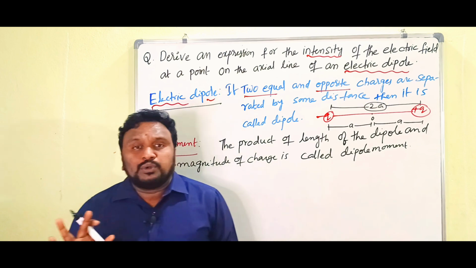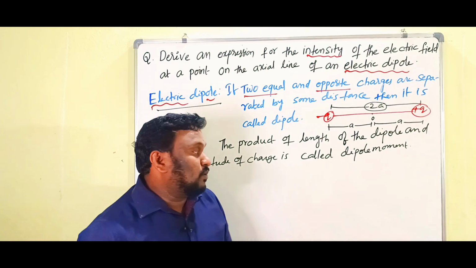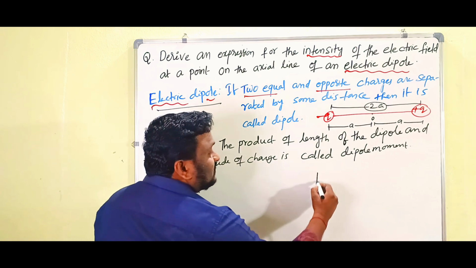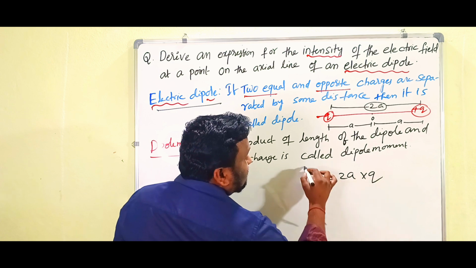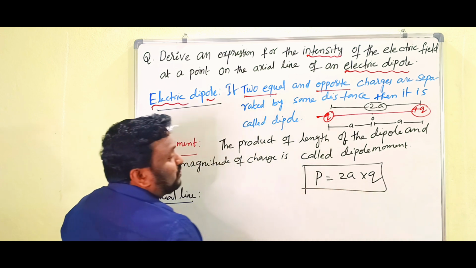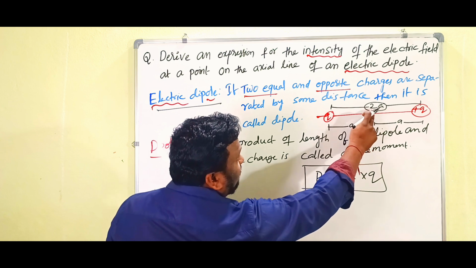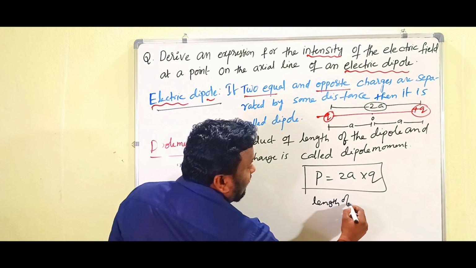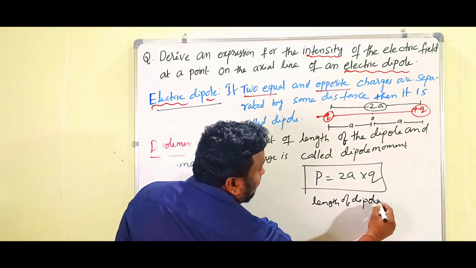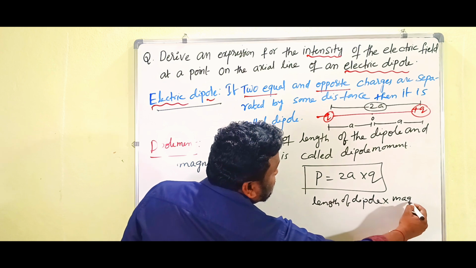That's the first thing you have to remember. And the second thing is dipole moment. What is dipole moment? Dipole moment p is equal to 2a into q. What is 2a here? I already told you, 2a is the length of the dipole, and q is the magnitude of charge.